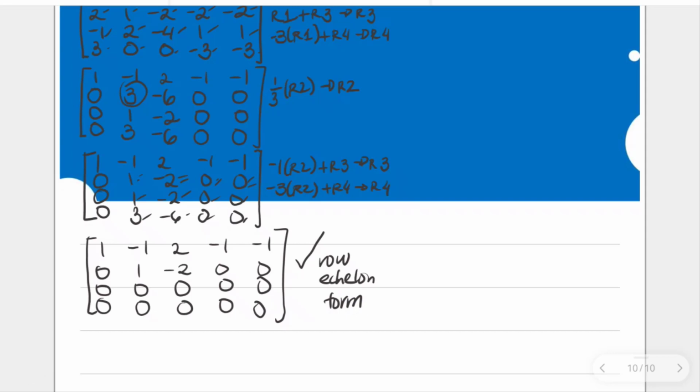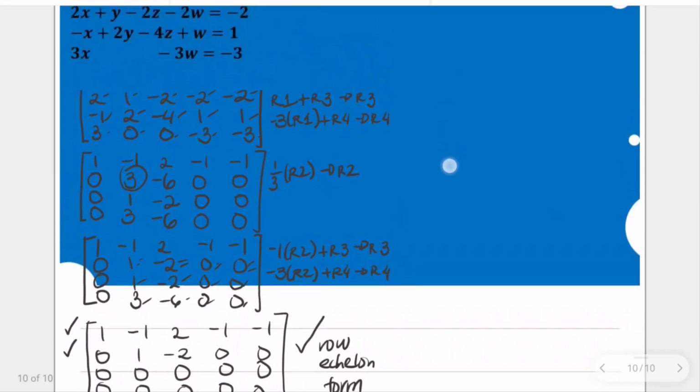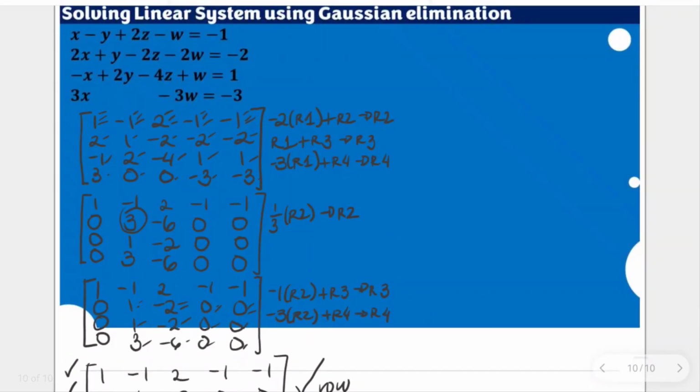And noticeably, we have two non-zero rows, this first row and second row. But earlier we have 4 variables, x, y, z, and w. So we will expect here 4 minus 2, so there are 2 variables that will be represented by arbitrary variables. In short, this is an example of a linear system with infinitely many solutions.